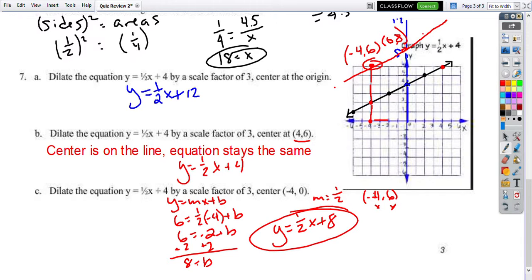I'll make sure if I give you one on the quiz that you can graph everything.